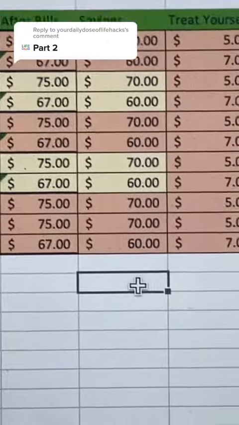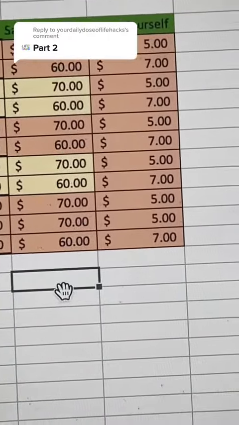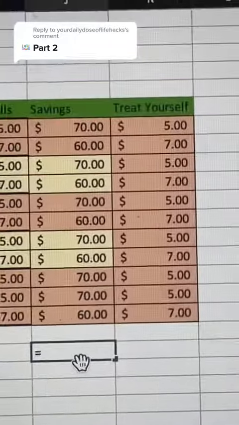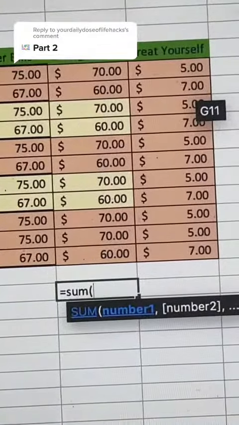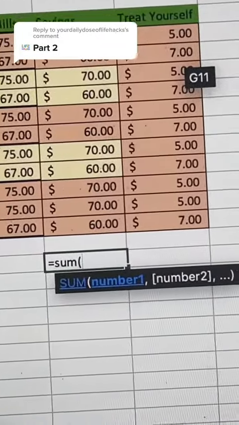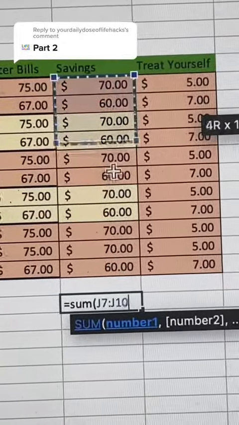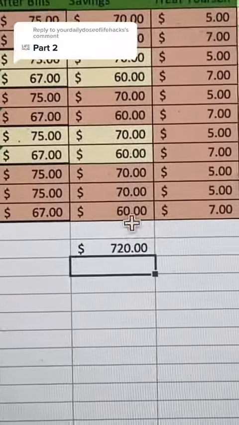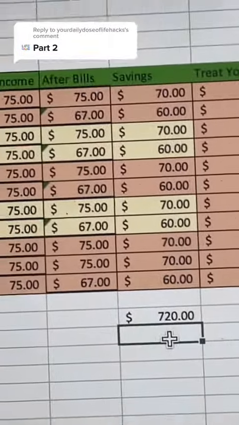Usually I would add up all of my savings to see what my future is going to look like at the end of the year. So I would just sum up the savings that I have, and I will have an idea of what I will be saving by the end of the year. So let's do this. So here, by the end of the year, I will have at least $720 in my savings.